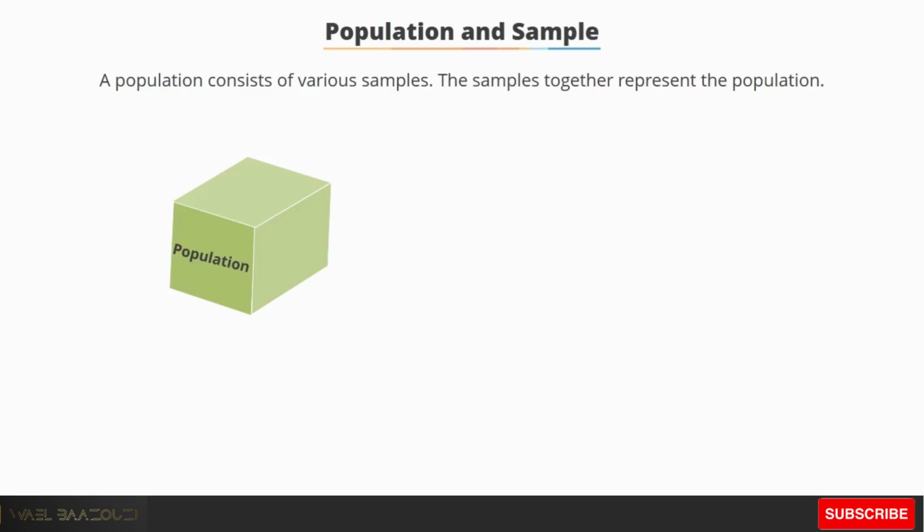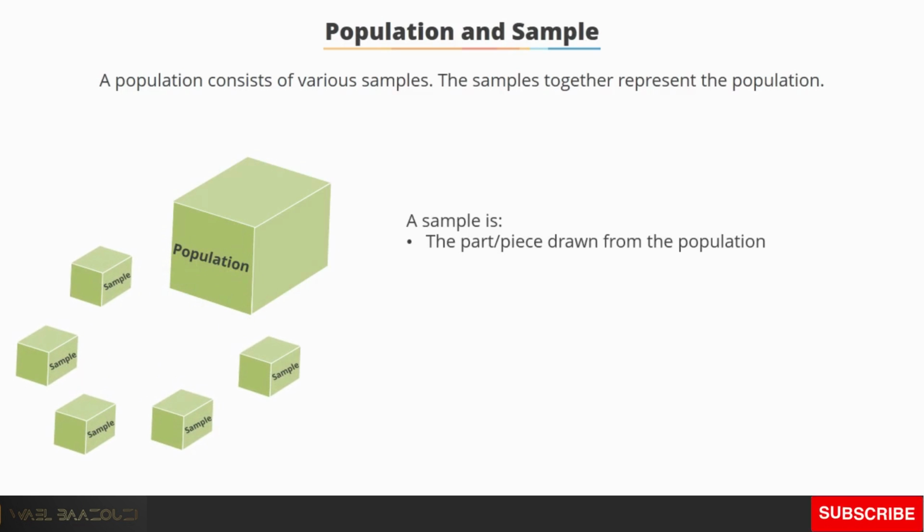Let's understand population and sample through the visual. Population consists of various samples. A sample is the part or piece drawn from the large population for statistical analysis. It can be treated as a subset of the population.